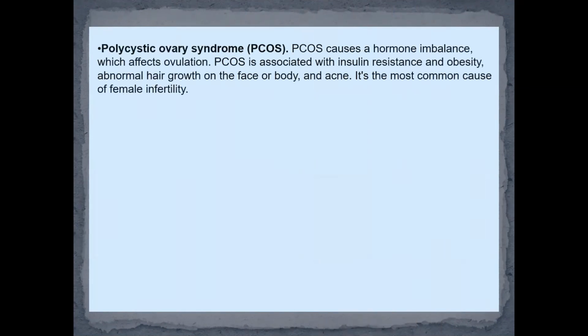And let's have a look at which conditions, which diseases may lead to ovulatory problems. First of all, it's polycystic ovary syndrome. Polycystic ovary syndrome causes a hormone imbalance which affects ovulation. Polycystic ovary syndrome is associated with insulin resistance and obesity, abnormal hair growth on the face or body, and acne.